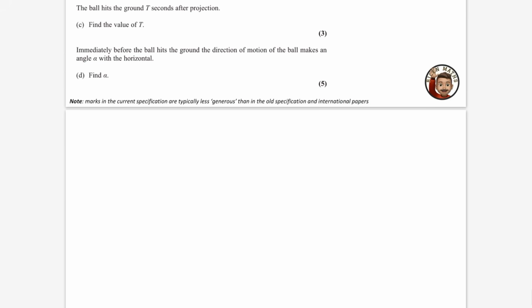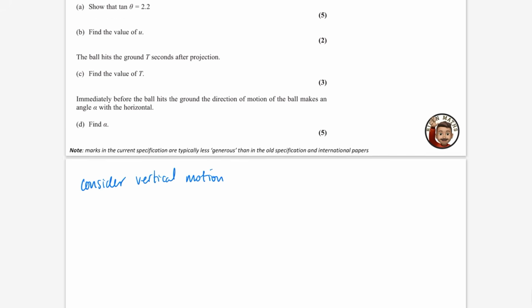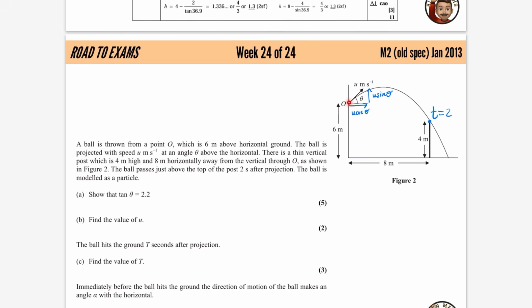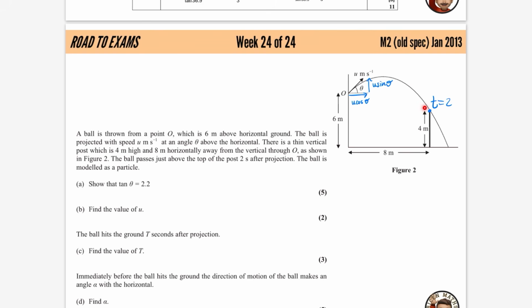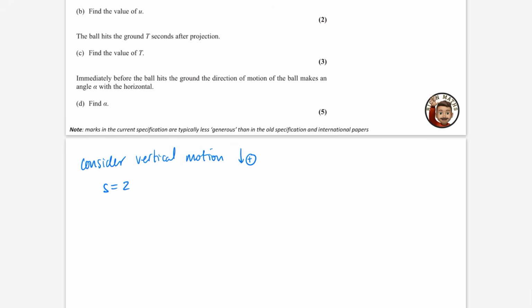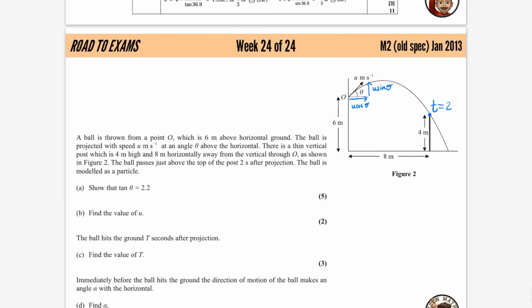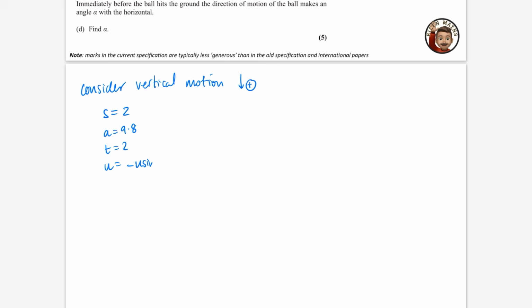So I'm going to consider the vertical motion first. Now you can decide which way you want to be positive or which way you want to be negative. I think because it is going from here and it is moving downwards, I'm going to take downwards as the positive direction, but you might do it a different way. So if downwards is the positive direction, it is displacing in the downwards direction from here to here. It's just moving 2 meters downwards, so s is 2. Of course, the acceleration is 9.8. The amount of time it takes to get there is 2. And the initial speed, well, it's actually u sine theta, but going upwards. So I'm going to write that down as minus u sine theta.